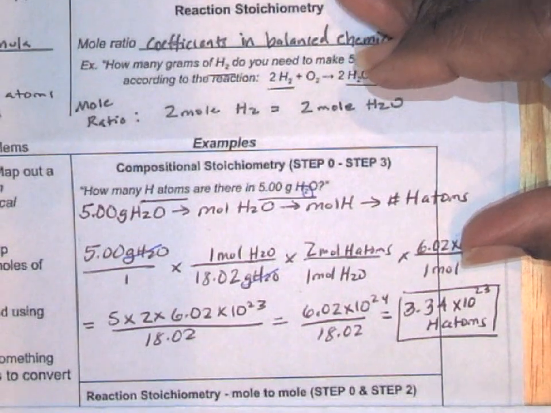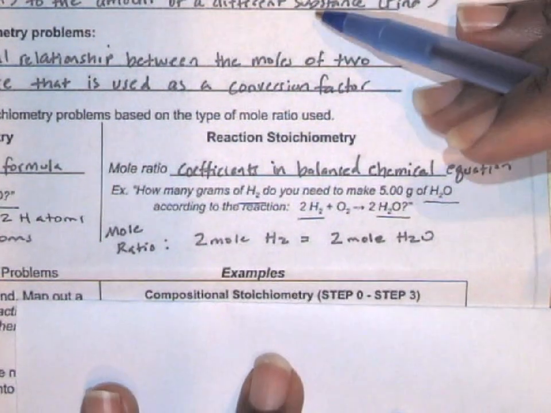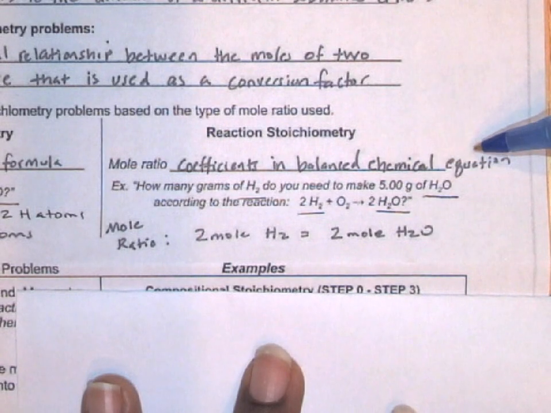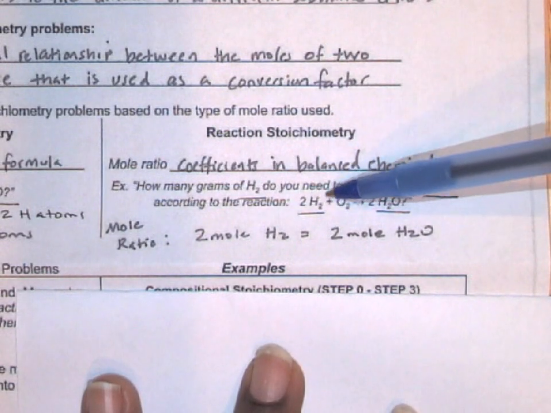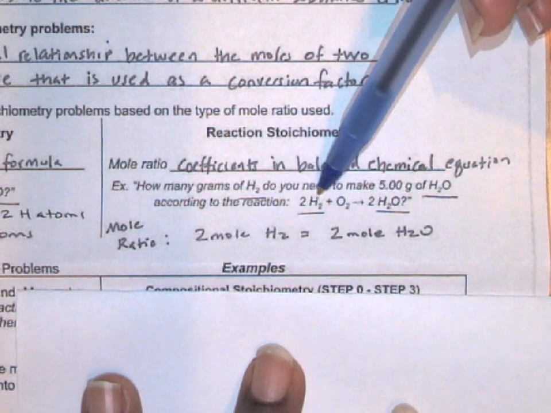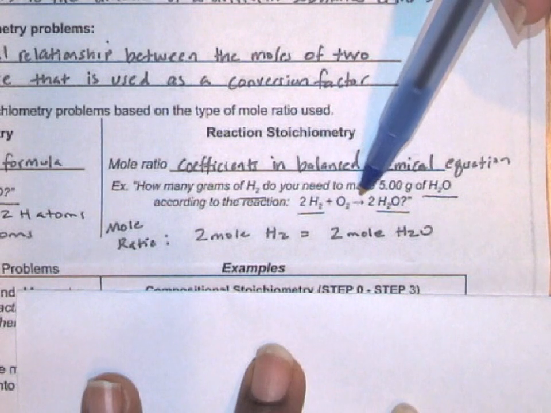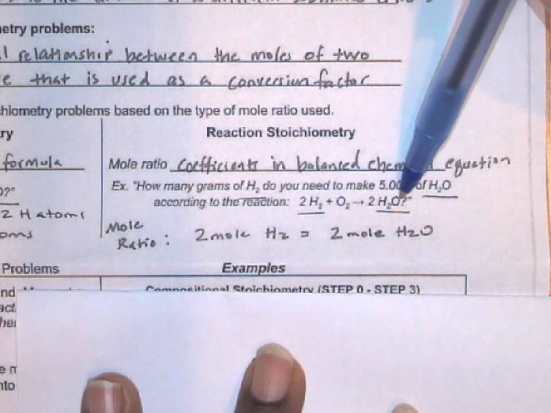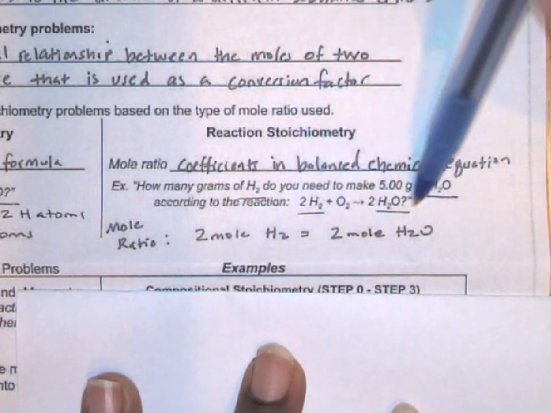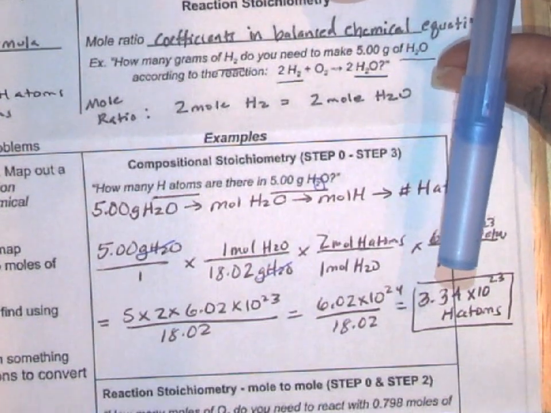Let's go into reaction stoichiometry. With reaction stoichiometry, we use the coefficients in the balanced chemical equation as our mole ratio. So when you read a chemical reaction, you can read this reaction as 2 moles of hydrogen reacts with 1 mole of oxygen to make 2 moles of water. And it's kind of like a recipe. So that's the understanding that we use to solve a problem like this.